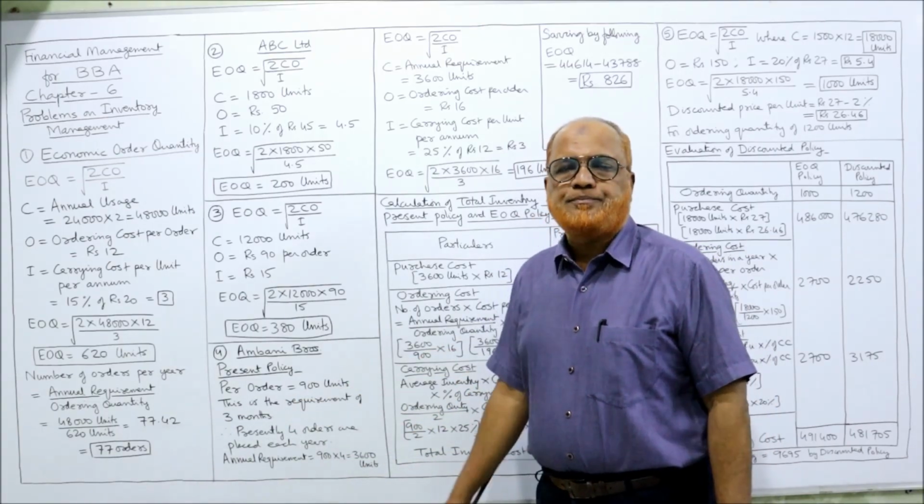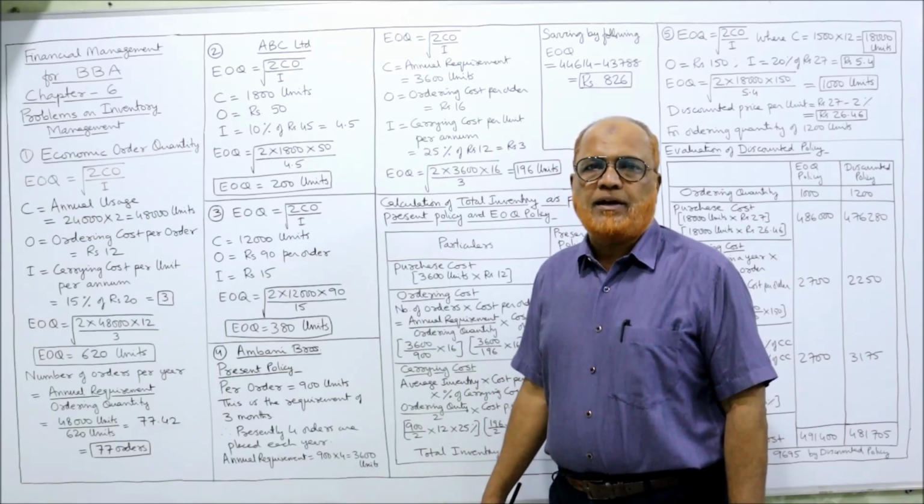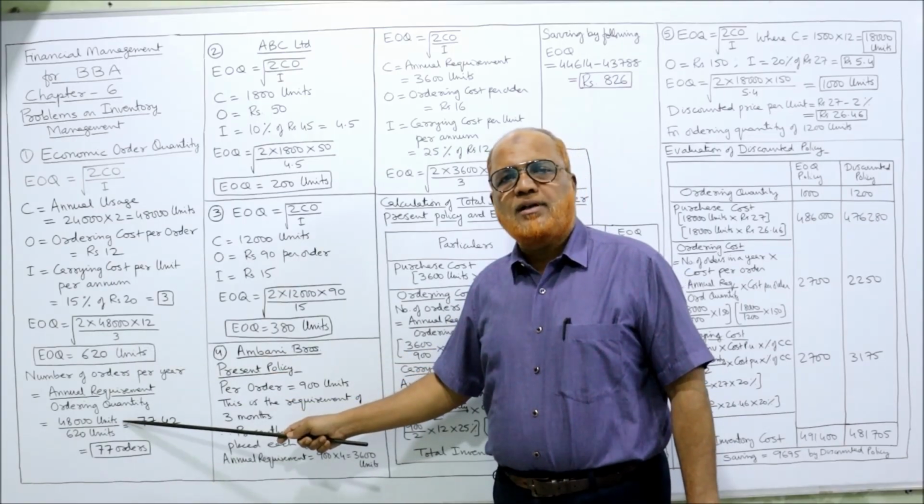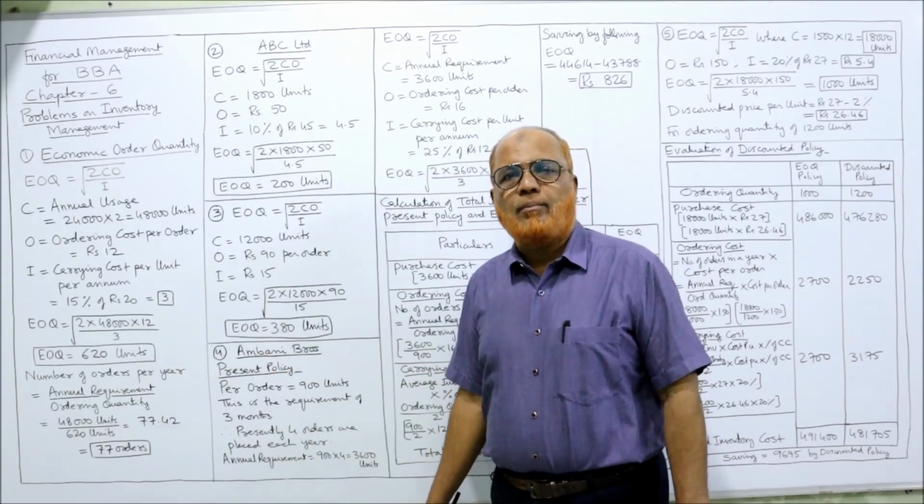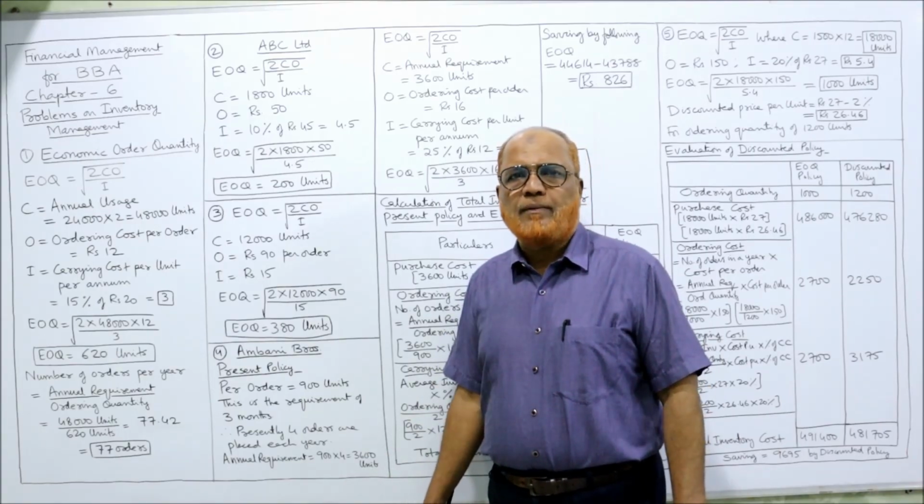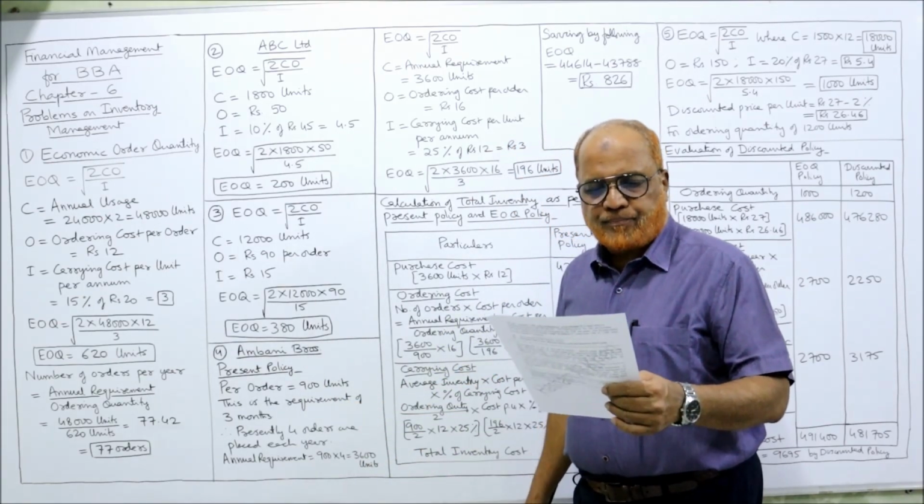So remember the two formulas I have explained. First, EOQ, the square root of 2CO by I. Second, number of orders in a year, annual requirement divided by ordering quantity. That's all, so simple. Next, the second problem.